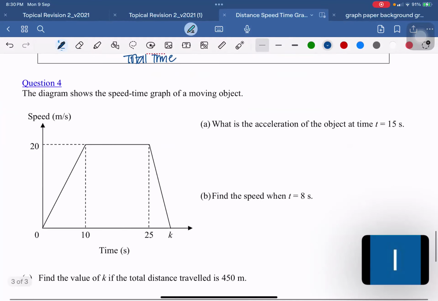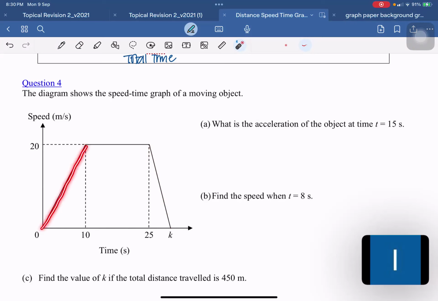First, notice that the speed goes up and then comes down again. But for speed, we cannot have negative speed. So what does this actually mean? This actually means the speed increases. There is a constant acceleration.